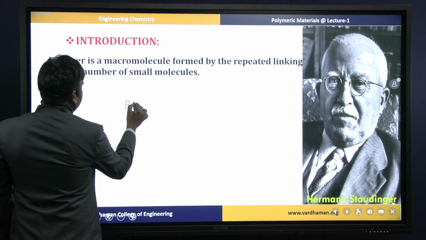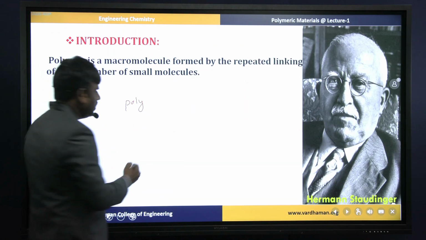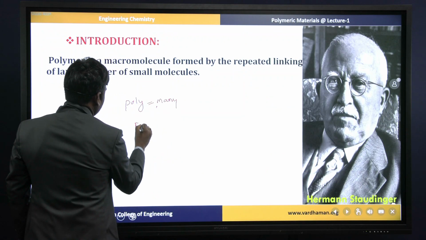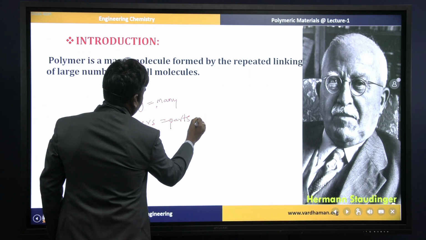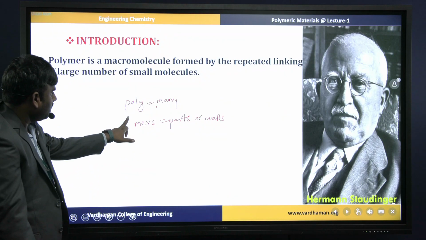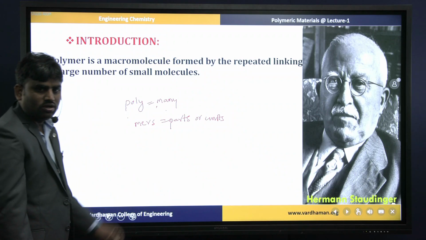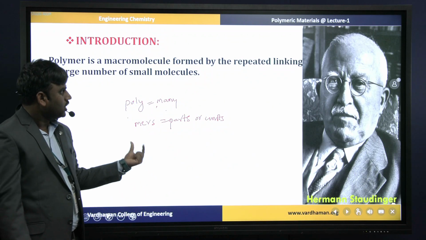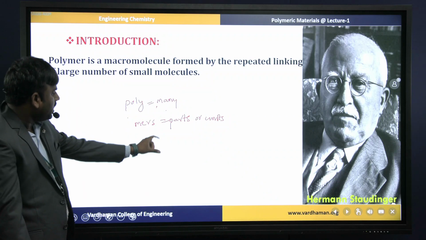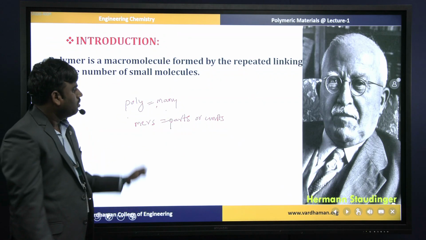Polymer. Here the word polymer is derived from the Greek language. In Greek, poly means many and mers means parts or units. So mono means single unit, but here poly means many and mers means parts or units. With these words, I am going to explain the definition of polymer. Polymer means the combination of many units is known as polymer.